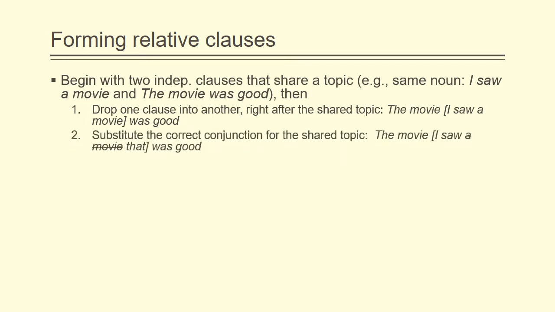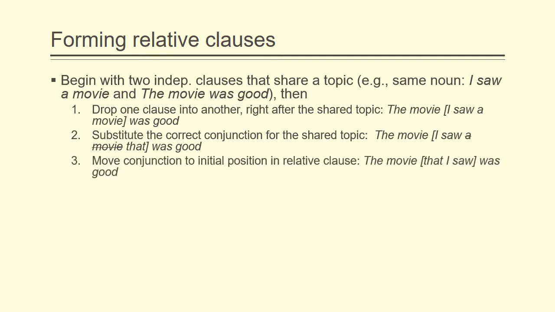Next, we substitute the correct conjunction for the same shared topic. So that becomes the movie I saw that was good. And finally, we just move the conjunction to the initial position in the relative clause, the movie that I saw was good. And there then you can see that that conjunction forms a kind of a signal that lets us know that we are going to have a relative subordinate clause next.